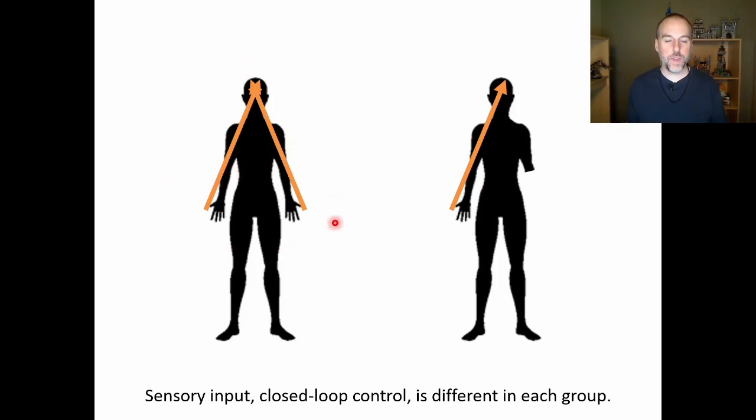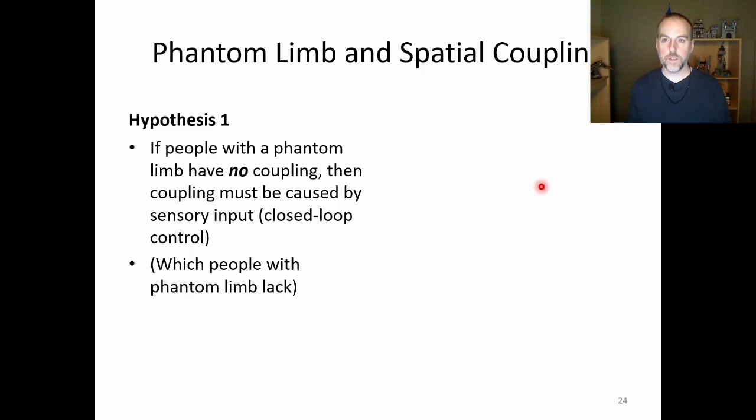This individual can invoke closed loop control if they're moving this arm. This person can't use closed loop control because they're not getting any real sensory information from their phantom. So how can we use this to test the source of spatial-temporal coupling? Well, the first hypothesis is we are going to test people with phantom limb, and we're going to see whether they have spatial-temporal coupling between their real arm and their phantom arm. Now, if people with a phantom limb have no spatial-temporal coupling, then coupling must be caused by the sensory input, because that's the difference between someone with and without a phantom limb.